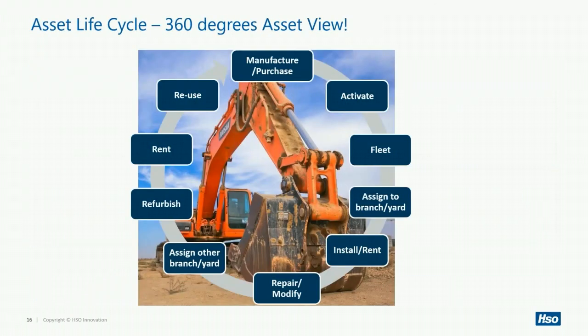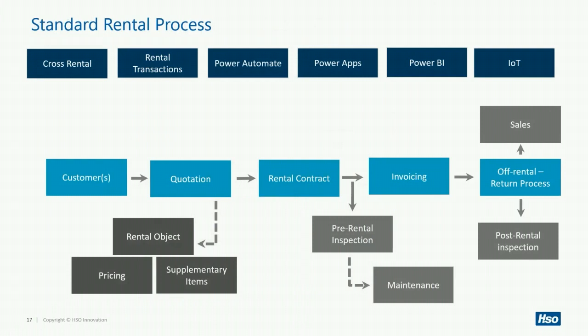I just mentioned the 360-degree asset view. What do we mean by a 360-degree asset view? That means we can picture the whole process, the whole asset life cycle of a rental object within Dynamics Rental Management, from manufacturing or purchasing the rental object to activating it and adding it to your fleet, and even repairing, renting it out, reusing it, scrapping it, and selling it. So we have multiple functionalities to provide you for the full life cycle of an asset.